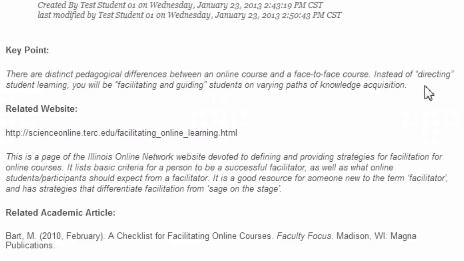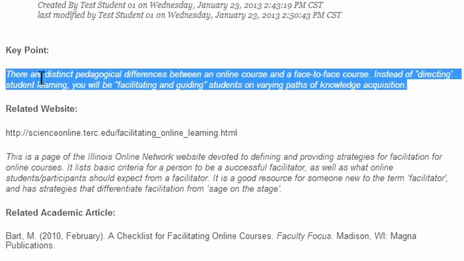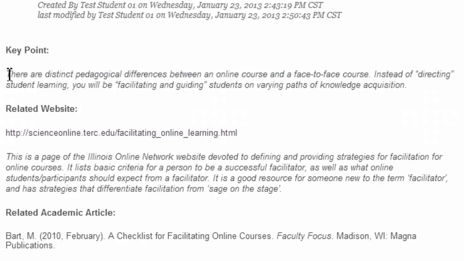So you'll notice in this example, the key point or the big idea was there are distinct pedagogical differences between an online course and a face-to-face course. Instead of directing student learning, you will be facilitating and guiding students on varying paths of knowledge acquisition. So that's a pretty broad takeaway, and it's not verbatim from the video, but it did come from the video that you watched this week, and was sort of one of the big ideas that I took away from watching that video.